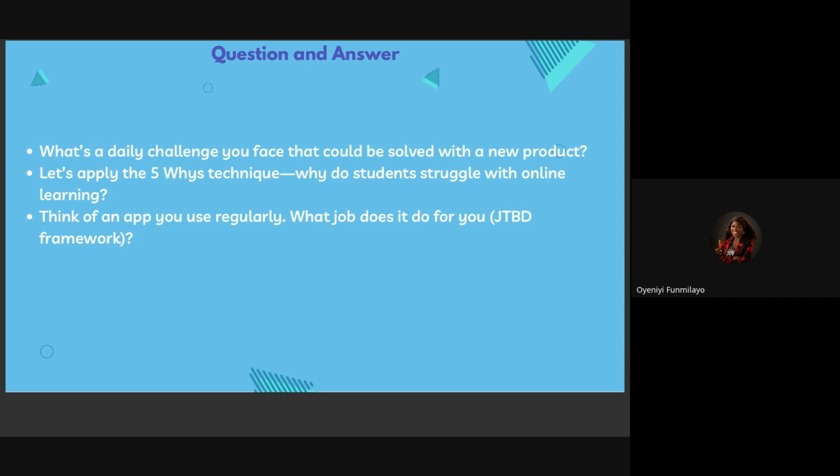So let's tackle the problem now and then come up with possible solutions. Why do students struggle with online learning? So the first why now, why do you guys struggle with it? Who's going first? Because most people have really short attention span.